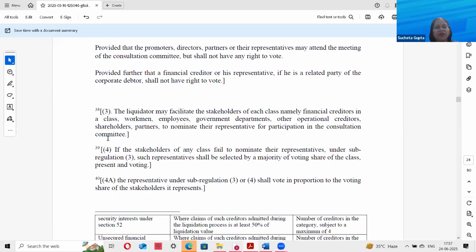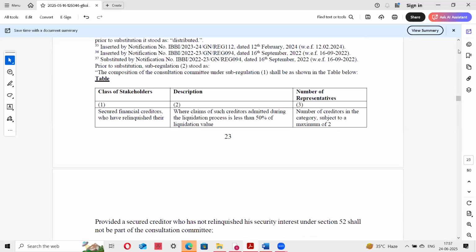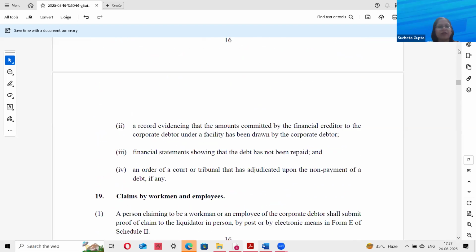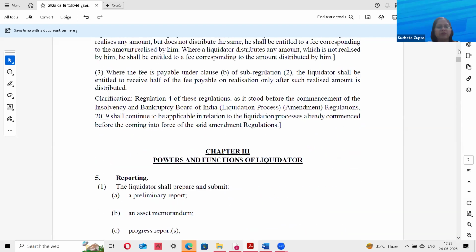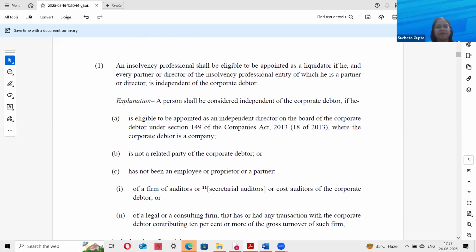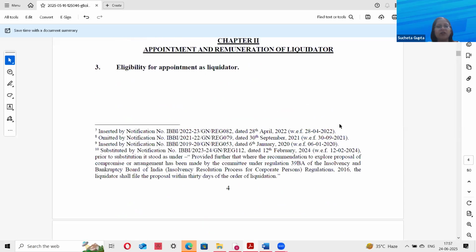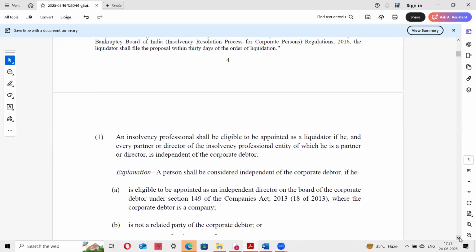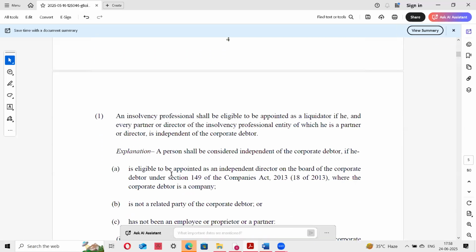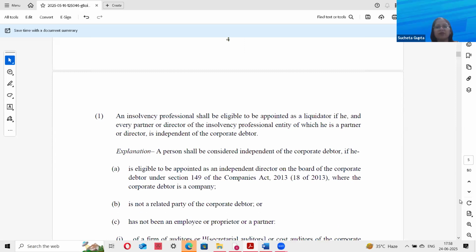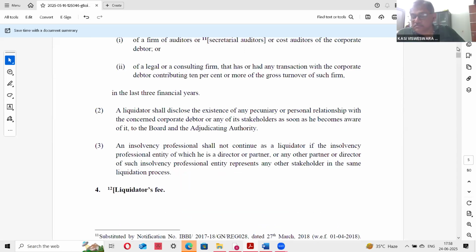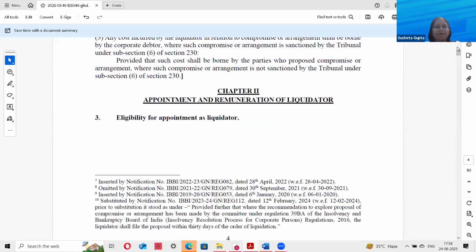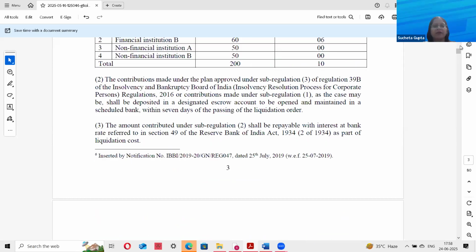3A, sir, is not here. 3 and 4, 4A is here. No, 3A, at the top. Okay, at the top. 3A, para 3. Eligibility. 2A. Is eligible. No, it is 2A, not 3A. Sir, there is no 3A, sir. It is 2A. Yes, you're right, 2A. 2A, yes. Okay, 2A.